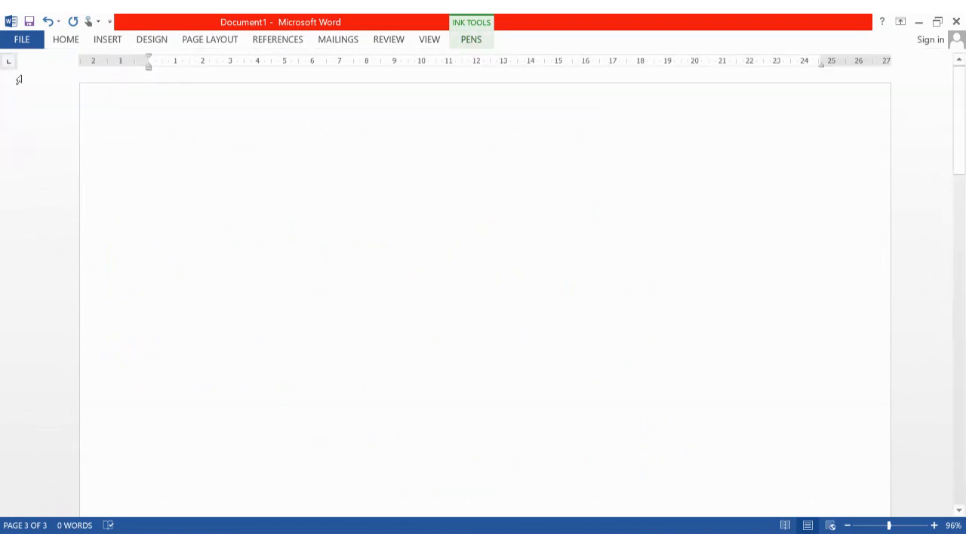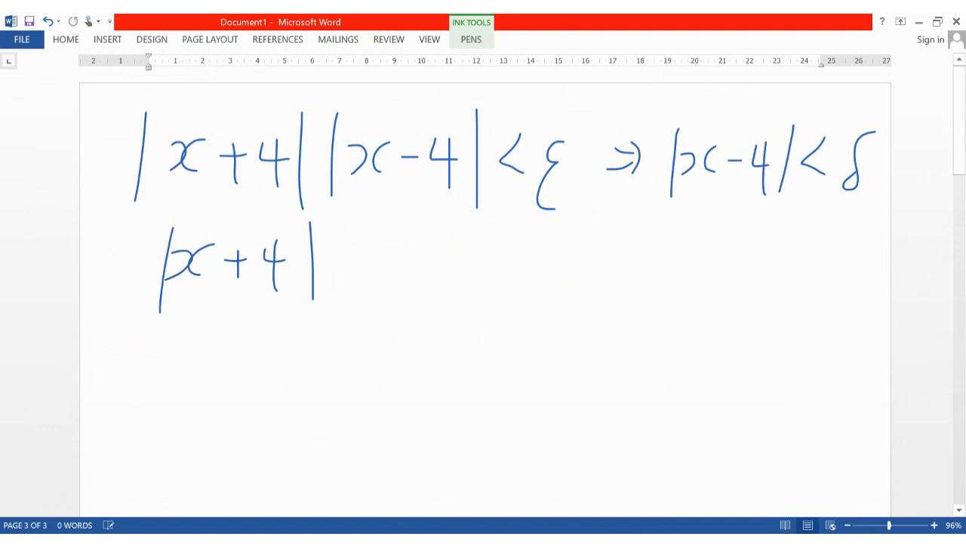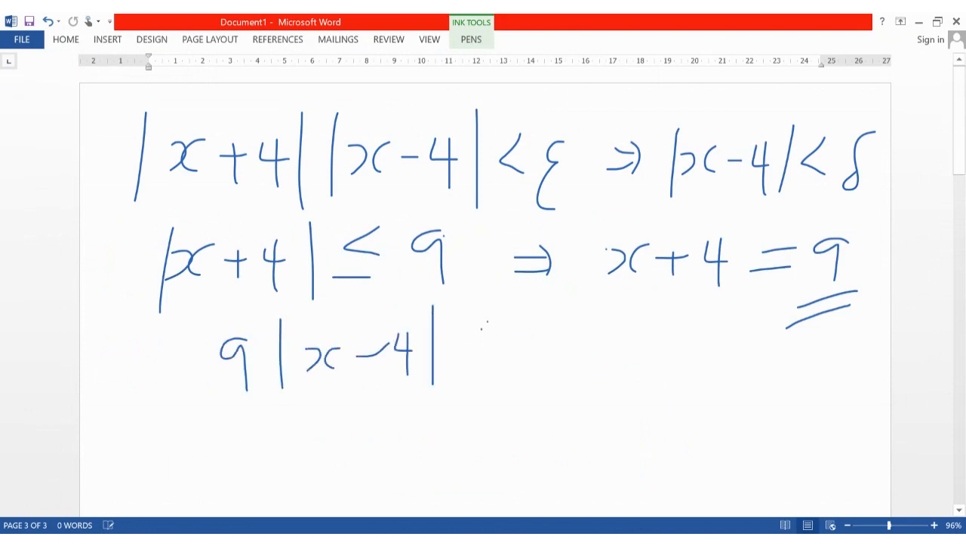So this is what we had. We had magnitude of x plus 4 times magnitude of x minus 4 less than epsilon whenever magnitude of x minus 4 is less than delta. Then we have been able to solve the inequality, and you have discovered that x plus 4 is less than or equal to 9. So we shall pick x plus 4 equals 9. We're just picking that value. So instead of this one, we have 9 times x minus 4 less than epsilon whenever x minus 4 is less than delta.